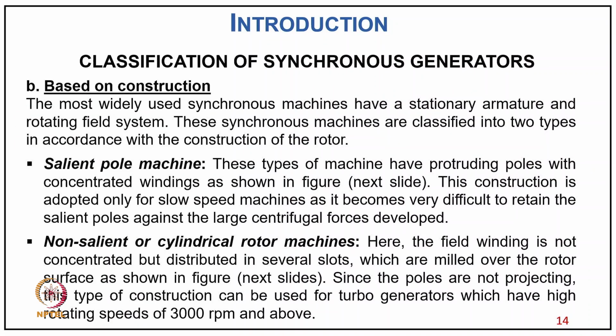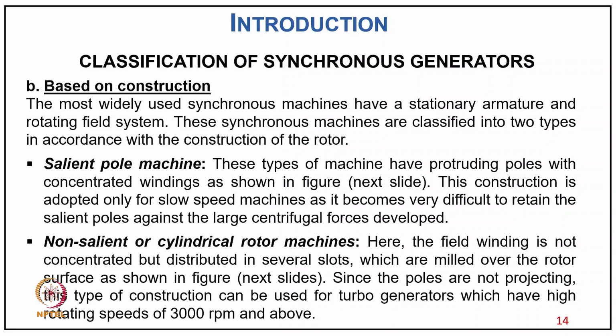Now another big classification is based on construction. The most widely used synchronous machine has a stator armature and a rotating field system. These synchronous machines are classified into two types in accordance with the construction of the rotor. First, the salient pole machine: this type of machine has rotating poles with concentric winding as shown in the figure. This construction is adopted only for slow speed machines, since it becomes very difficult to retain the salient poles against the large centrifugal force. So they are used in hydro generators as well as wind power generation, which are driven at low speed.